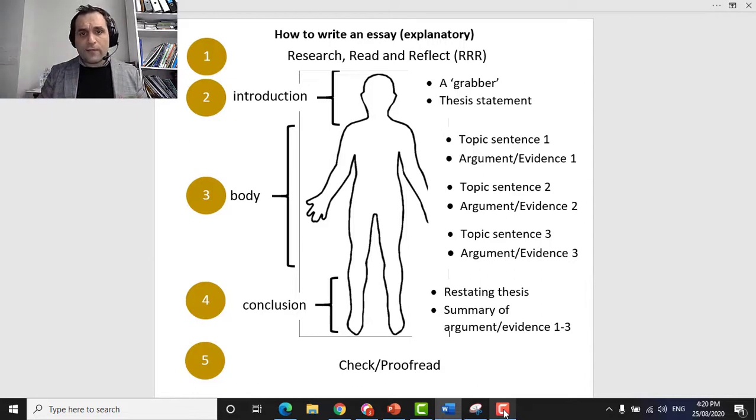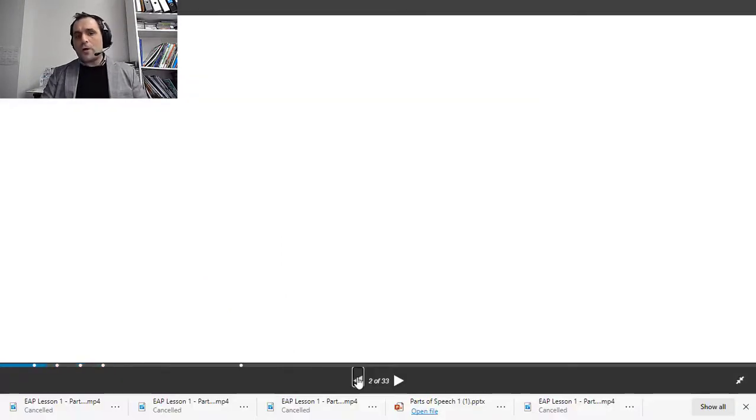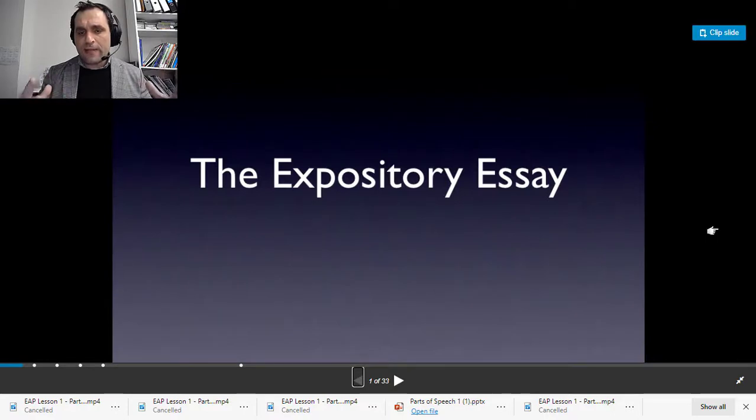So all essays have the same structure. But today, we're going to look at the explanatory essay, which is different from the argumentative essay or other kinds of essays. All right, let's go through the process. The expository essay is the same as the explanatory essay. They are the same thing.